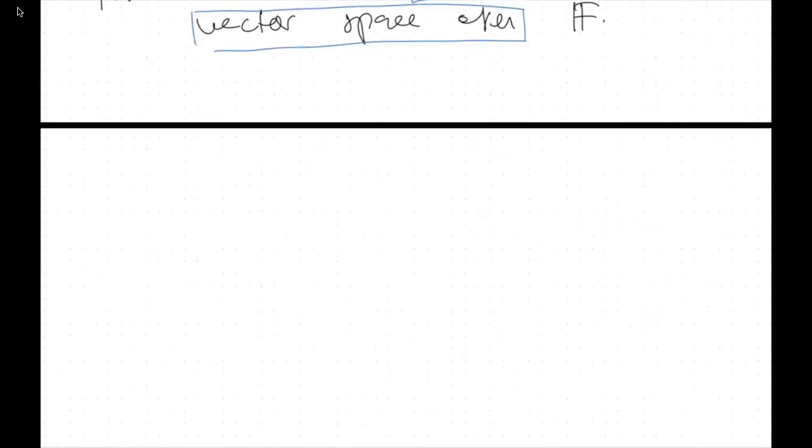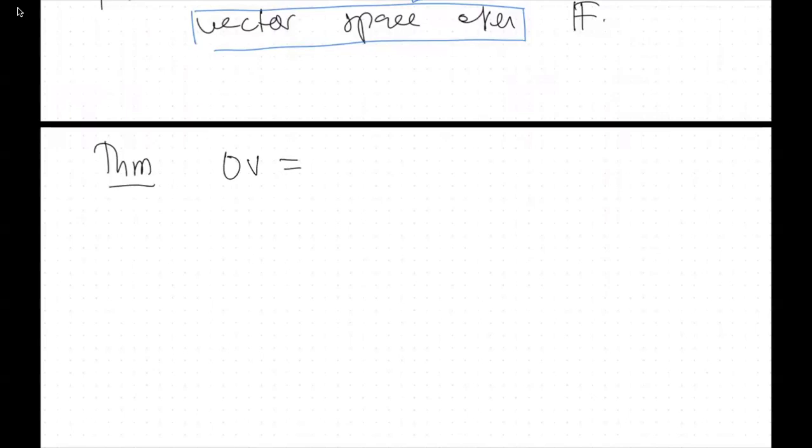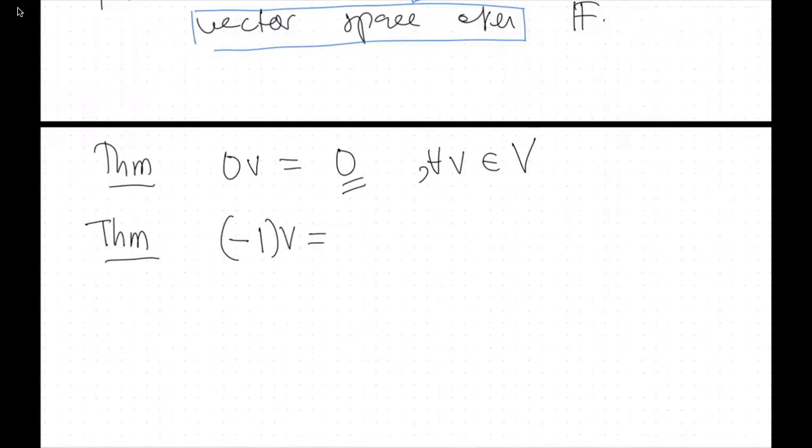All right. So before we end today's video recording, let me end with some properties. The first one is 0 times v is equal to the 0, this one is the 0 in our vector space, for all v in our vector space V. And then the other one is negative 1 times v is equal to negative v for all v in our vector space. I will prove this one.